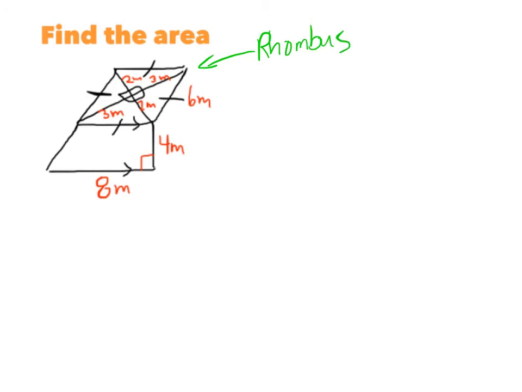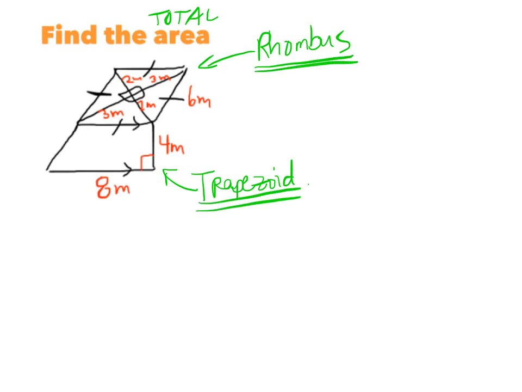The bottom section also has 4 sides, and this line is parallel to this line. Well, that's a trapezoid. So this bottom shape is a trapezoid. What you're going to need to do to find the total area, because that's what I'm looking for, is not just the area of one, but the area of both added together. You're going to need to find the area of the rhombus first, then the area of the trapezoid, add them together, and that will be your total area.